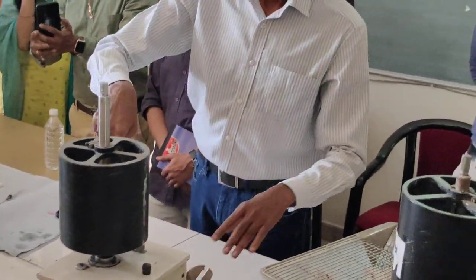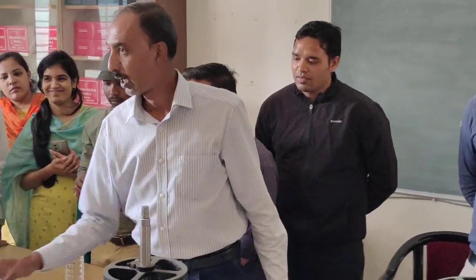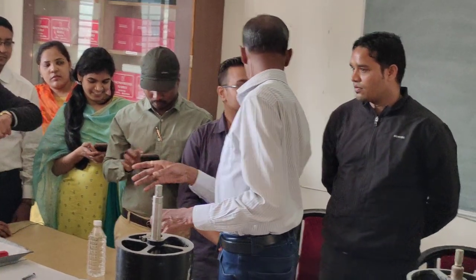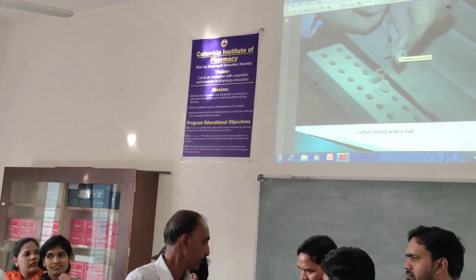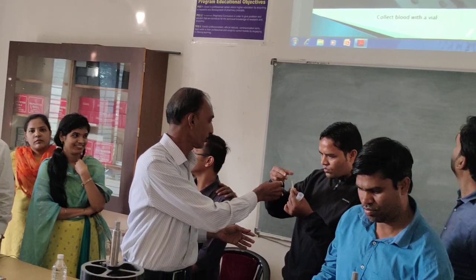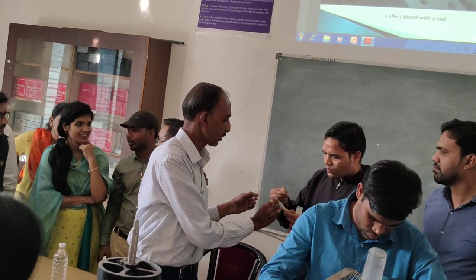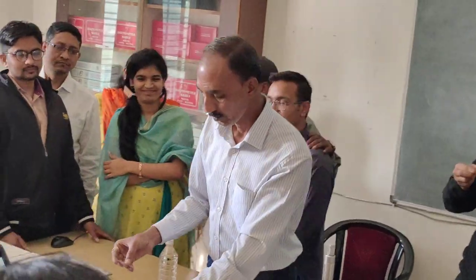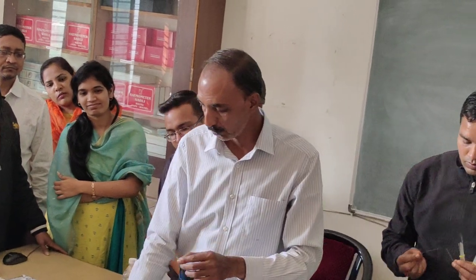Then we will go for the capillary method. Eyes, retro orbital eyes. These are the capillaries of different sizes. This much length capillary is not required, so we have to break it and make small pieces.